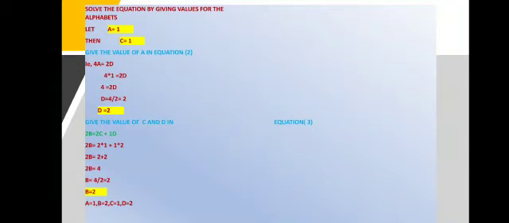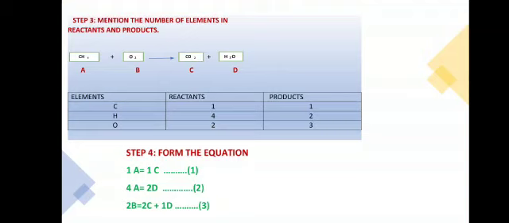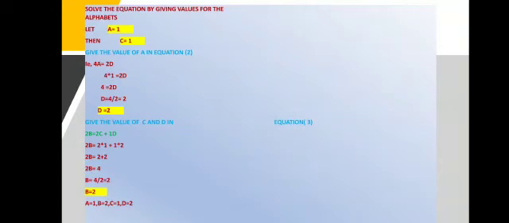Then, give the value of A in equation 2. What was our equation 2? We'll see. 4A is equal to 2D. In that, we will give the value of A. So, 4 into 1 is equal to 2D. 4 into 1, 4 is equal to 2D. Then how can we find D? Yeah, we need to divide it. So, D is equal to 4 divided by 2 is equal to 2. So, D is equal to 2, we got it.